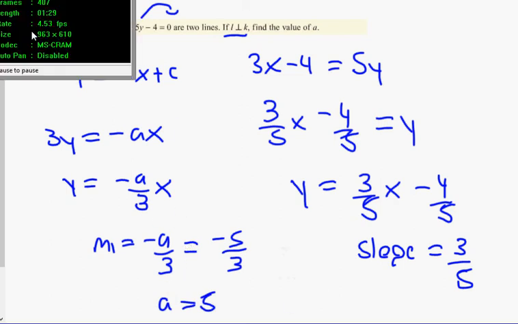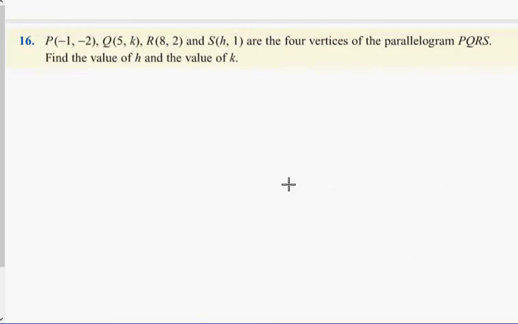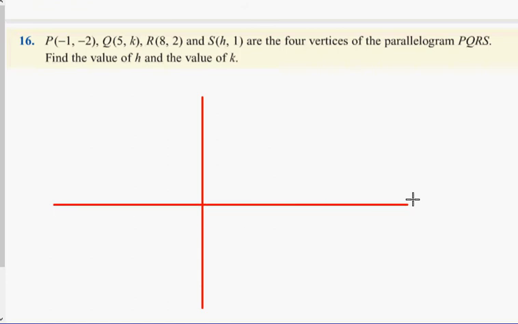Any questions? With a question like this, it's very important that you draw an XY axis, okay? Once you've drawn your XY axis, P is minus 1, minus 2. So just quickly draw a couple of numbers. You don't even have to label them, to be honest. You just need to know roughly where you're at. 1, 2, 3, 4. Okay, one of them is 8, 2, which is going to be all the way across here, up here. This is the point R.